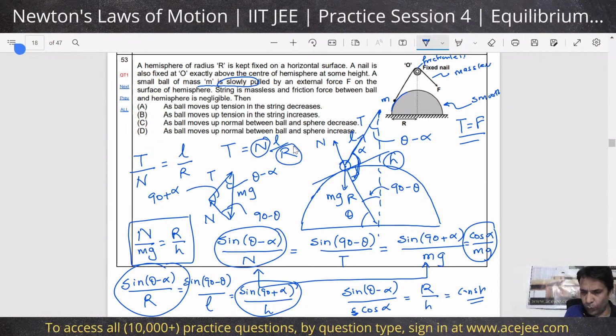R is constant. What is happening to this L? This L is decreasing, no? Here the length was this much. Now the length is reducing. Correct? Yes, sir. The tension must decrease. So this means that this force must decrease if the mass were to move slowly, without any acceleration. Got it? Next question. Yes, sir.